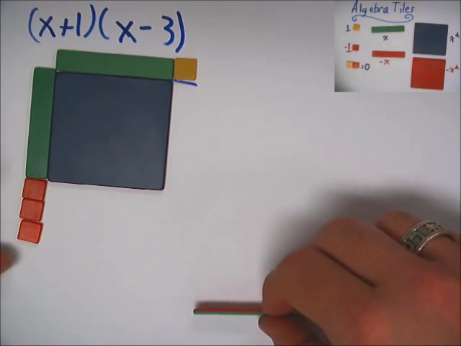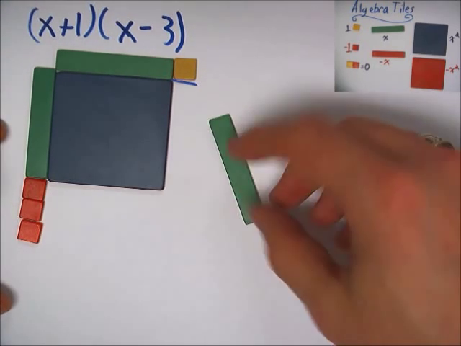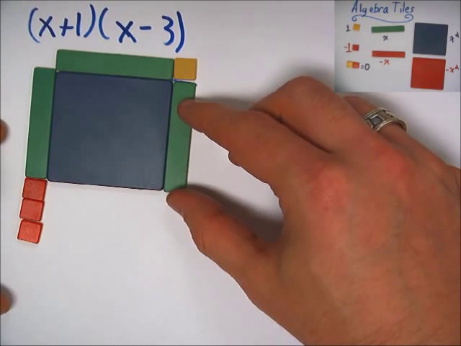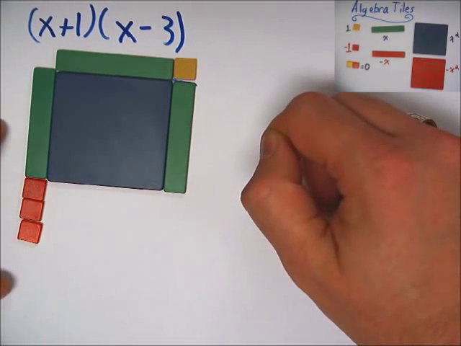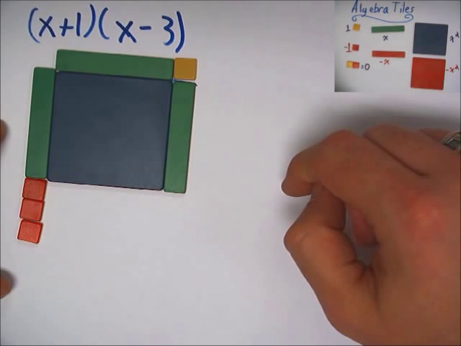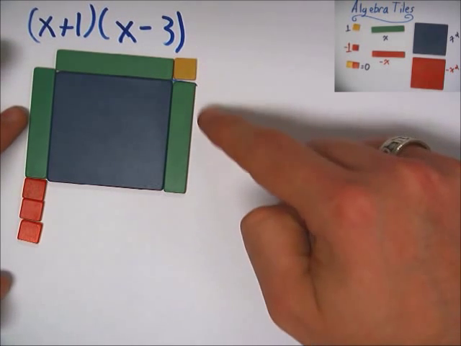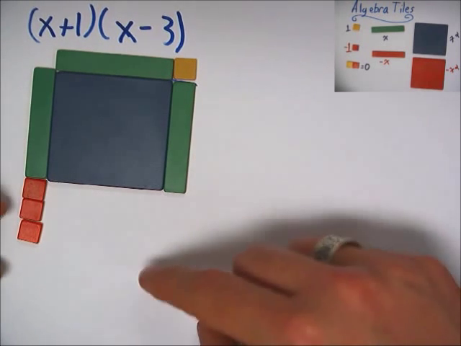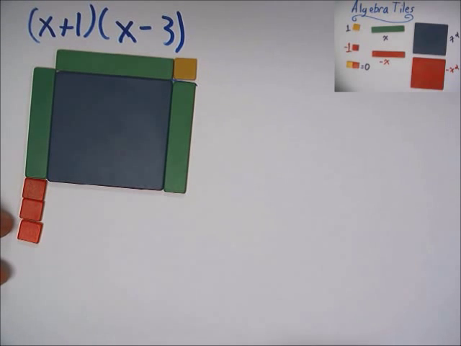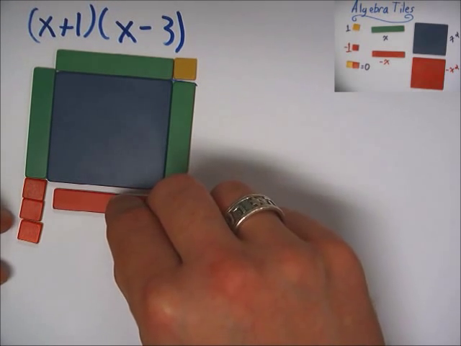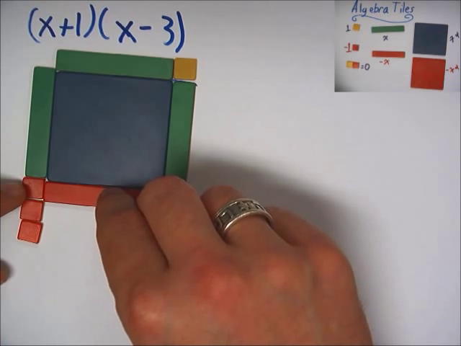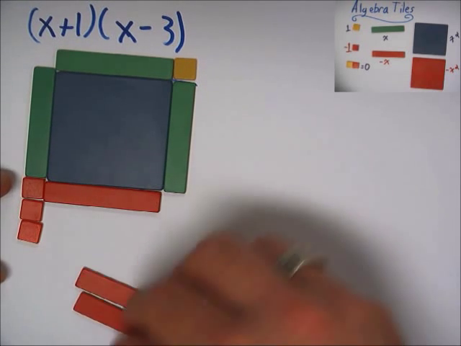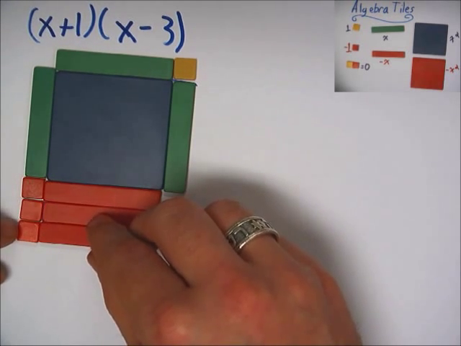Now let's go ahead and fill in on the side over here. The only thing that will fit in this direction, 1 times x, is a positive x. Make sure that you're checking those signs, though. Positive times positive makes positive. Now down here, we've got to fill in as well, and this time we're going to do a negative, because a negative 1 times a positive x is a negative x. So go ahead and fill those in.